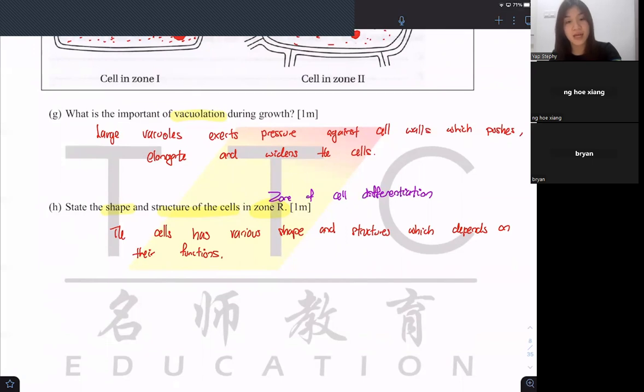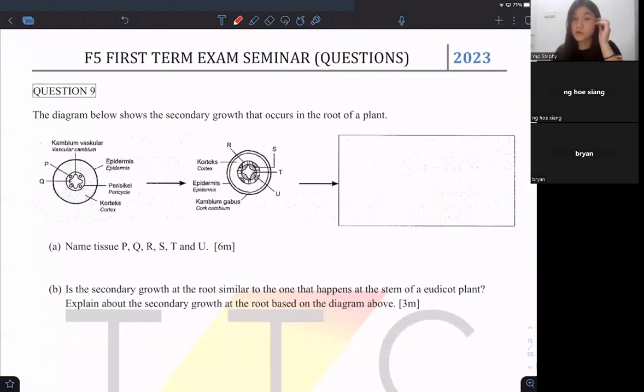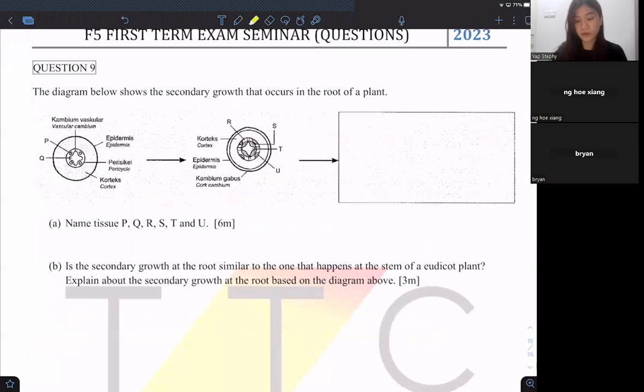So this is for the primary, okay? Later we do one question about the secondary. Okay, good. For the next one, help me open to page 15. Question 9. The diagram below shows the secondary growth that occurs in the root of a plant. Name the tissues P, Q, R, S, T, and U.